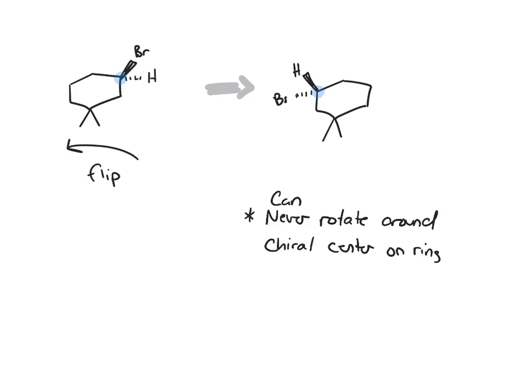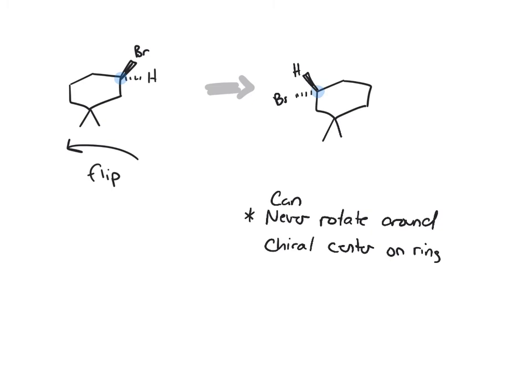Basically, if you build a model of the one we just did versus this ring, on the model you can actually spin those 3 groups around. If you try to do it with the ring, you'll be stuck. You won't be able to move those groups. And if you switch those 2 groups, you would change the configuration of the chiral center. So you would have an enantiomer if you did that.